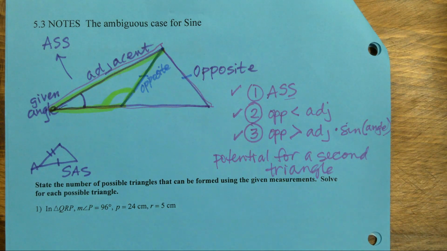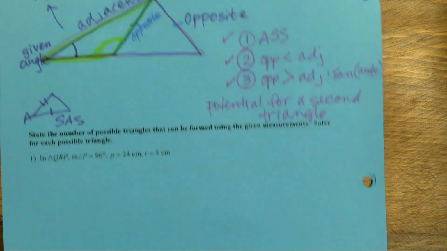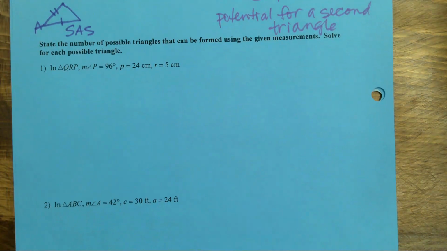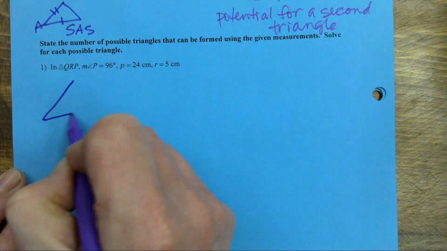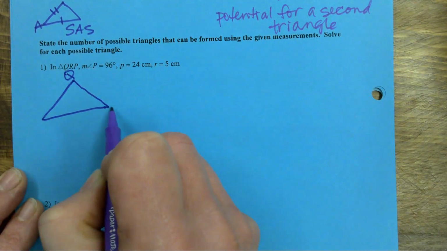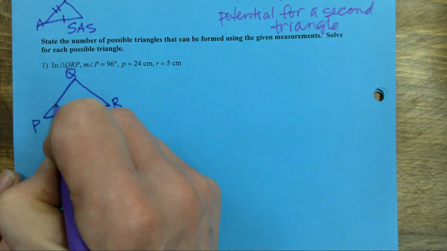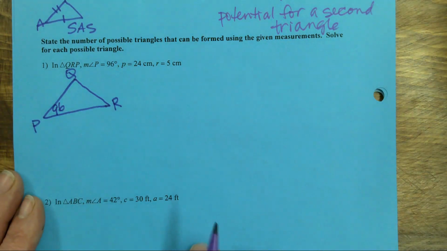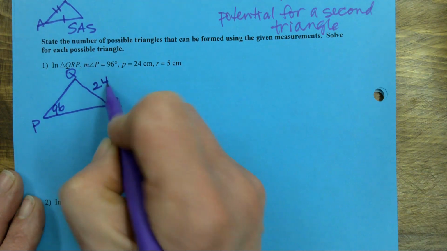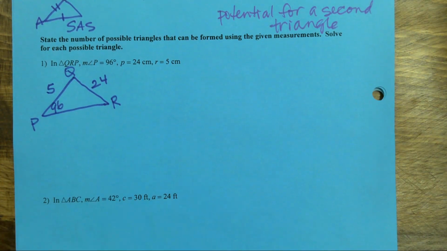So we're going to start the same way that we did, I feel like it was last week, but Monday, right? It was just 2 days ago. We're going to draw our triangle. I draw the same triangle every time. It's just a dummy triangle. I label it the same way, Q, R, P. I'm given 96 degrees for angle P. I'm given side P as 24. I'm given side R as 5.